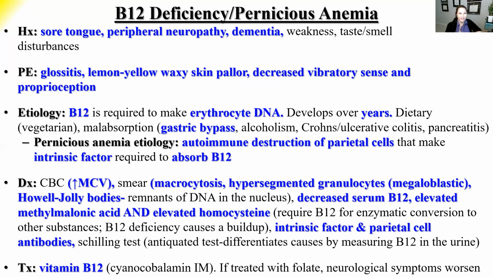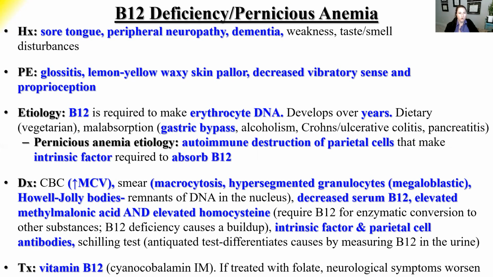Lemon yellow, waxy skin pallor. This is a very specific sentence, but it's really important. Lemon yellow, waxy skin pallor. Remember, with B12, we'll have those neurological findings. So decreased vibratory sense. You take a tuning fork and put that on a bony prominence, and they won't be able to feel the vibratory sense. Proprioception, you can orient their big toe upwards and downwards, ask them to close their eyes and tell you which way it's oriented, up or downwards. That's a good way to test proprioception.